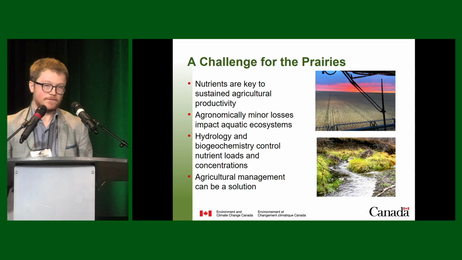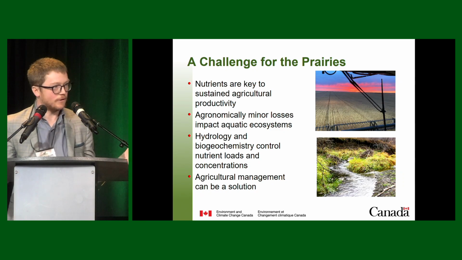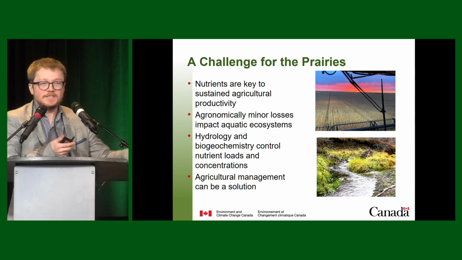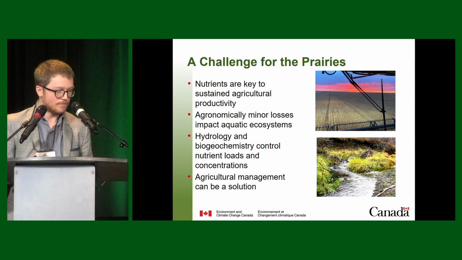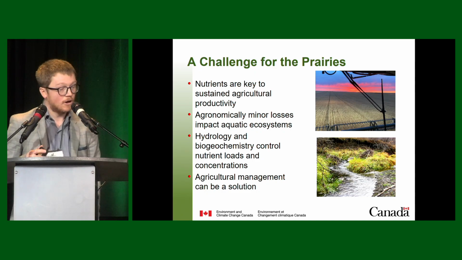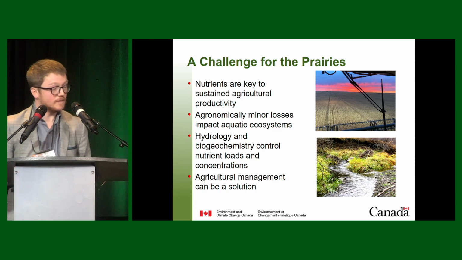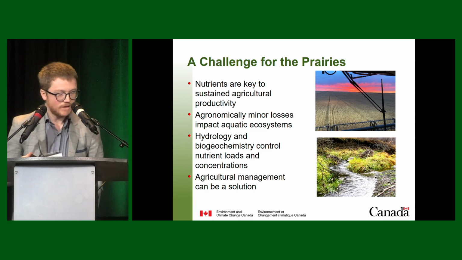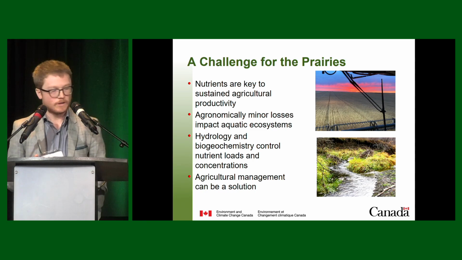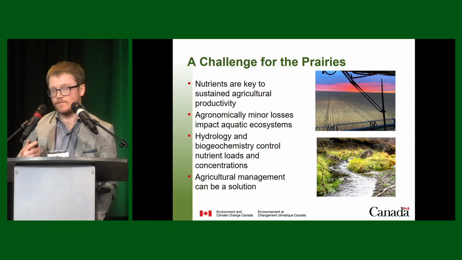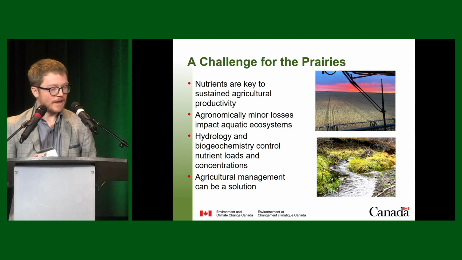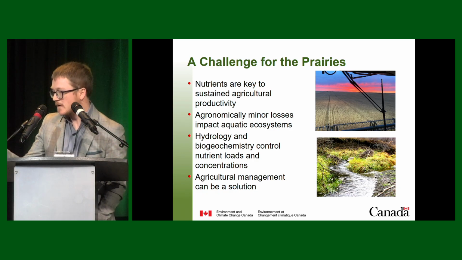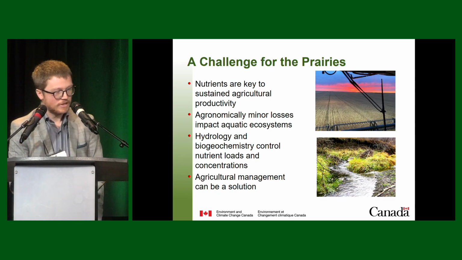So the challenge then for the Canadian prairies is really to resolve this disparity where we see that a potentially insignificant agronomic amount of phosphorus can have a potential impact downstream. And so on one hand, we know that nutrients, of course, are key to sustained agricultural productivity. However, agronomically minor losses can impact aquatic ecosystems. And we have to keep in mind some of the principles of hydrology and biogeochemistry and what impact those have on controlling the nutrient load and concentration. Now, fortunately, agricultural management can be a solution, and that's what we'll focus on for really the duration of this presentation.